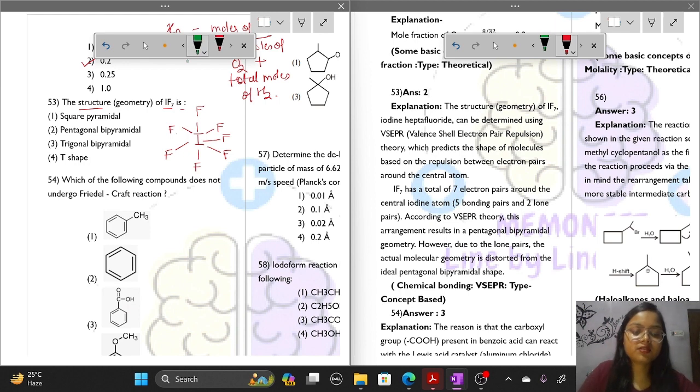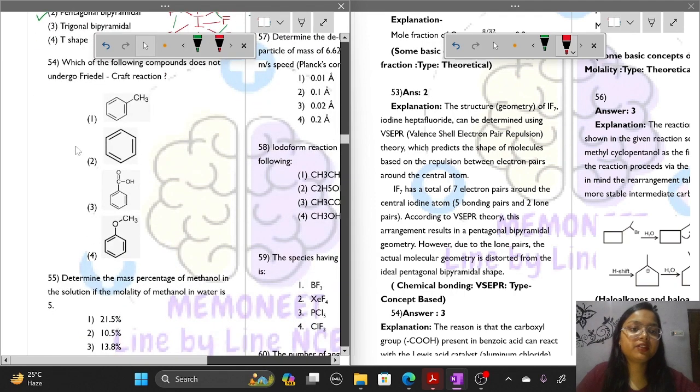Okay, so here this type of structure is formed. It is a structure of, what is the geometry of this molecule? It is pentagonal bipyramidal. Okay, pentagonal bipyramidal. So option number 2, pentagonal bipyramidal, is the correct answer.